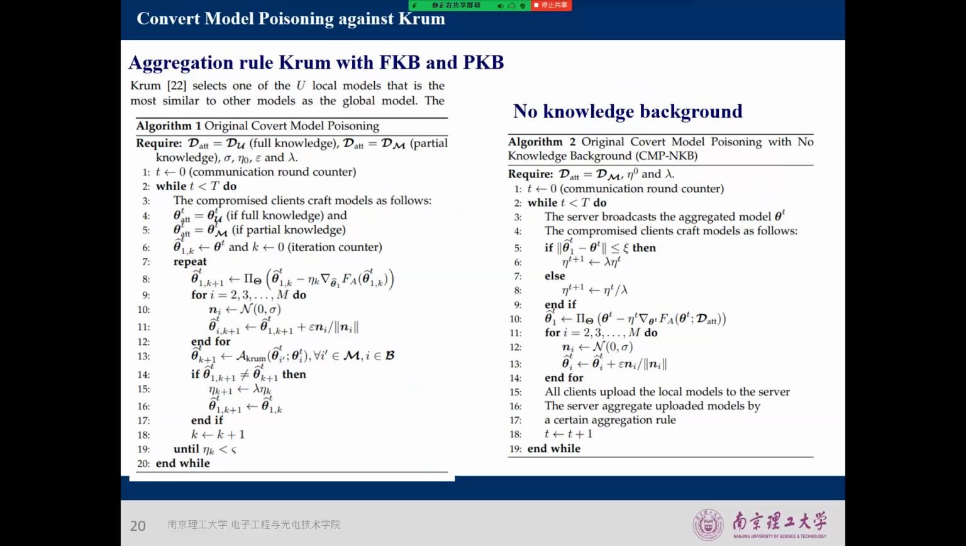Also, we focus on Krum. Krum is an aggregation rule that selects the one local model that is most similar to the other models as the global model. This is the basic idea of Krum aggregation. We design two algorithms for attacking with full background knowledge and partial background knowledge, and also one with no background knowledge, against Krum and other aggregation rules.